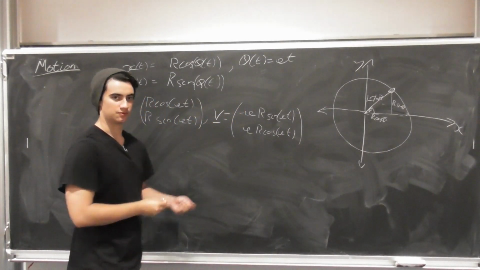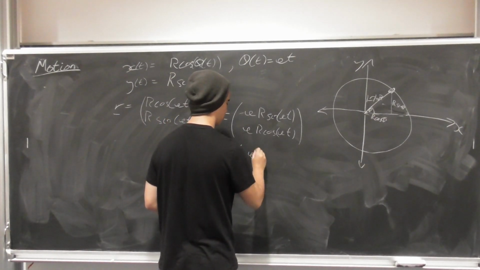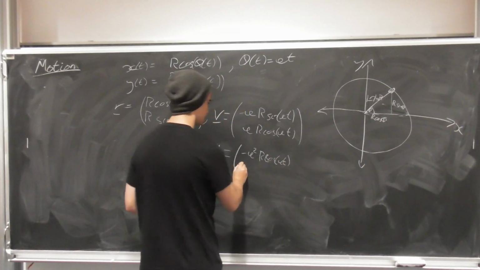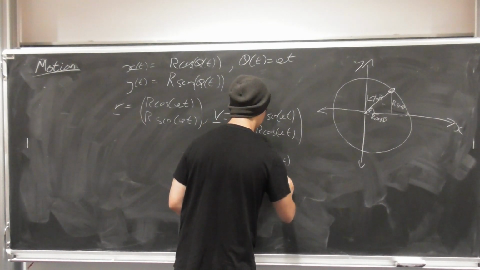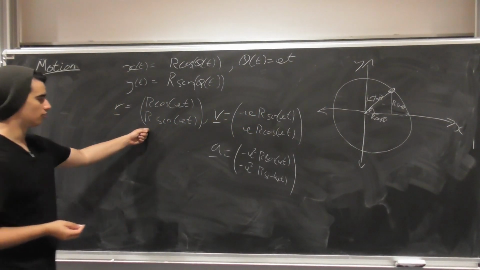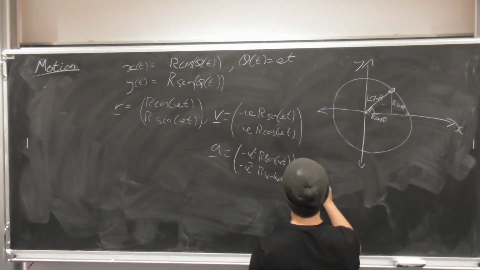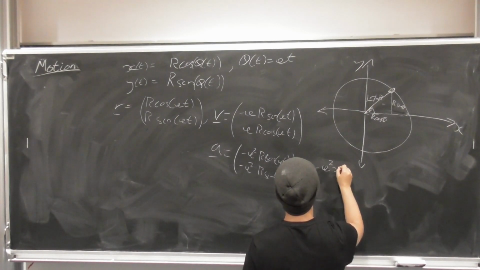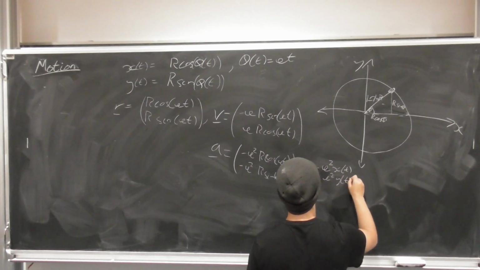Finally, if we take the time derivative again, we get our acceleration vector, which is minus omega squared r cos omega t and minus omega squared r sine omega t. If we look back at our original r vector, we can write the acceleration in relation to the r vector as minus omega squared x of t and minus omega squared y of t.